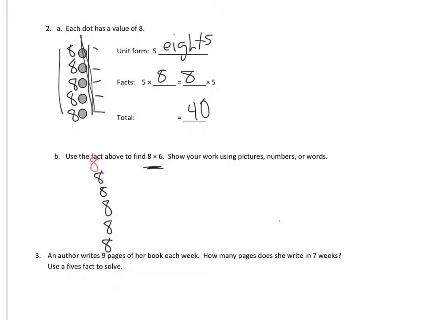So now we have 8. Oops, let's go back to the black ones. How many black eighths do we have? We have 1, 2, 3, 4, 5.